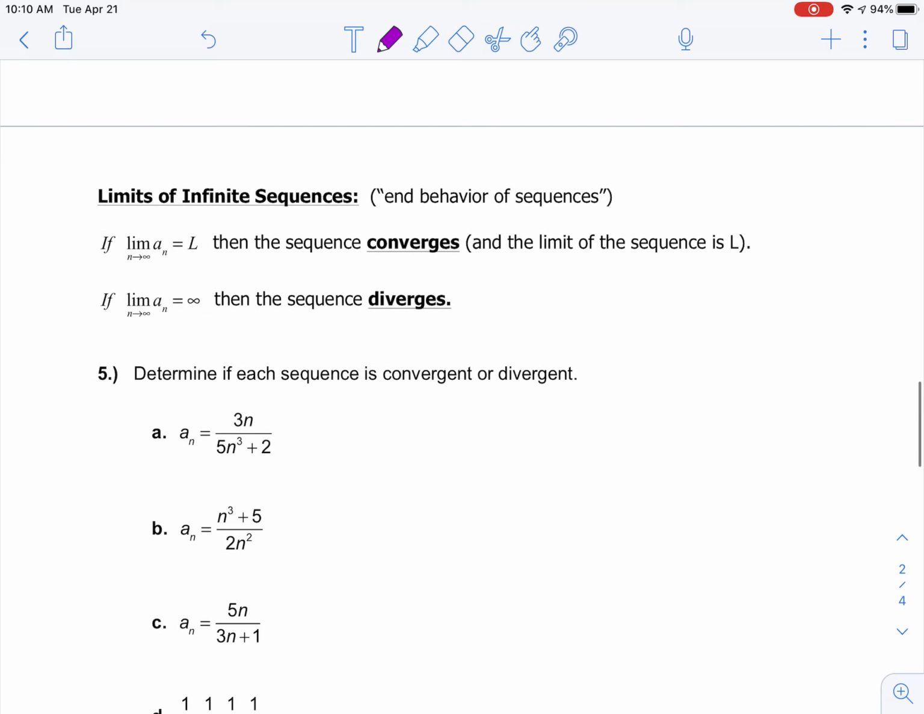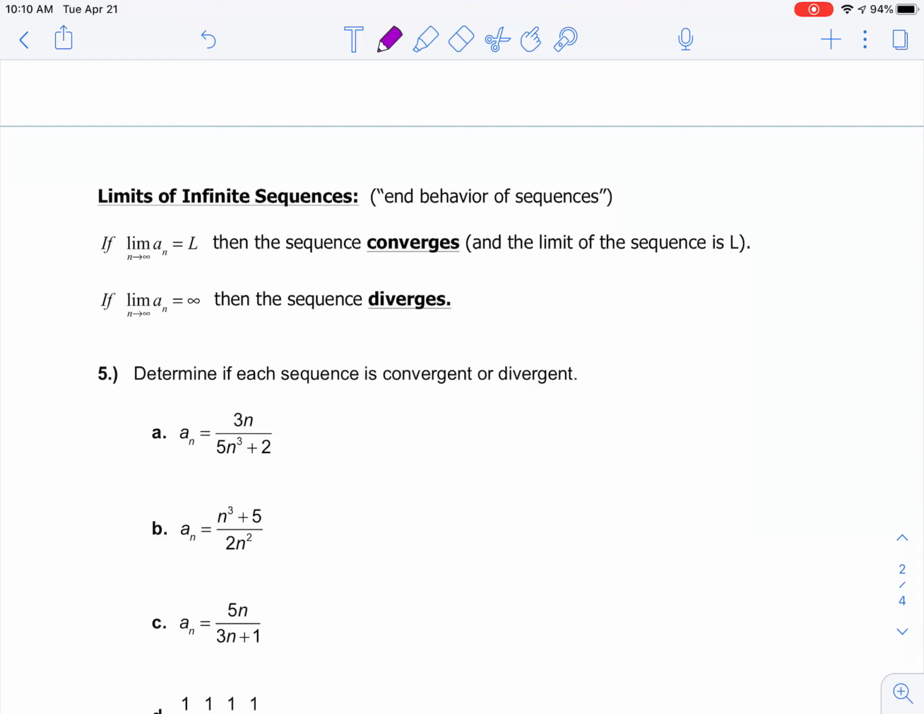On the next page, we're going to get into this idea of convergent versus divergent. We say that a sequence converges if, when you look at the pattern and you see what's happening with the numbers, they approach a specific value.